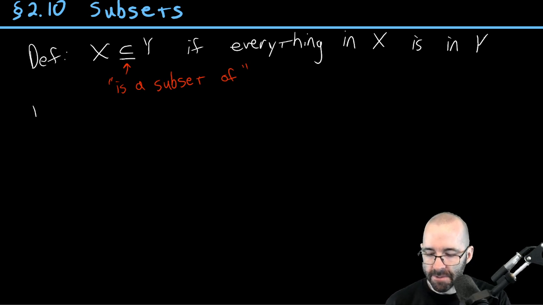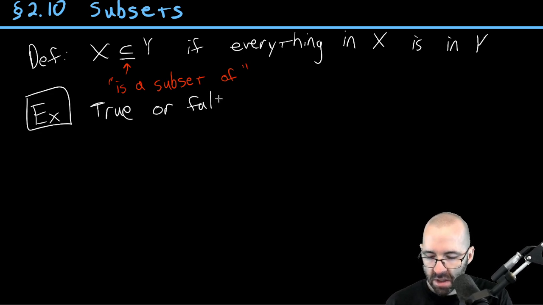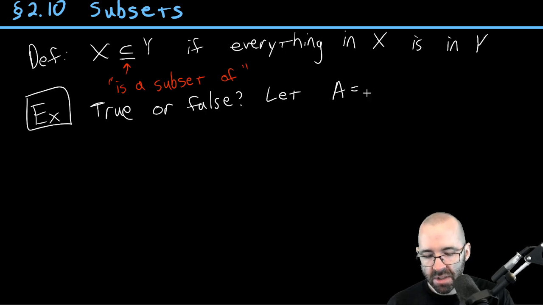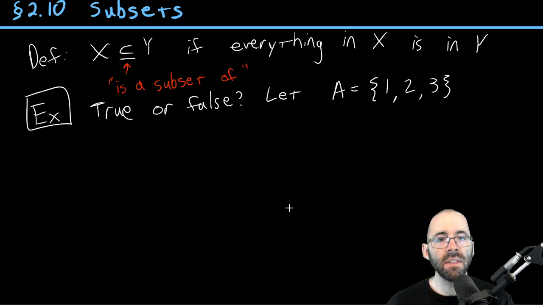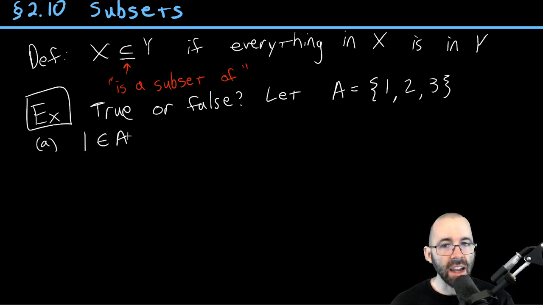So let's get some practice. Let's do some examples. We're going to start with a very important example, and these are going to be true or false. And let's say that A, we're just going to be pretty basic here. A is just going to be the set containing the numbers 1, 2, and 3. Okay, so my first question for you. True or false? Is 1 an element of A?